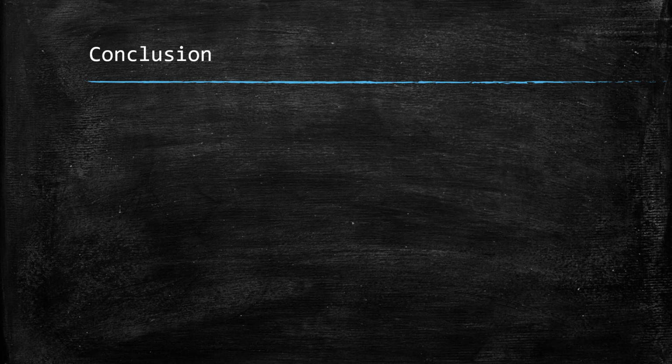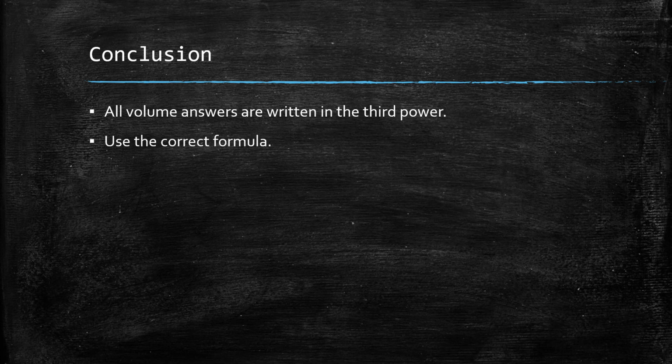So in conclusion, when you're working these problems, whenever it's for volume, all of your answers will be in the third power, so don't get that mixed up with area. Area is squared, but volume is cubed. Make sure you use the correct formula. You've been working with formulas the past few weeks. You've had one for the area of parallelograms, the area of triangles, area of trapezoids. Now we're switching to volume.